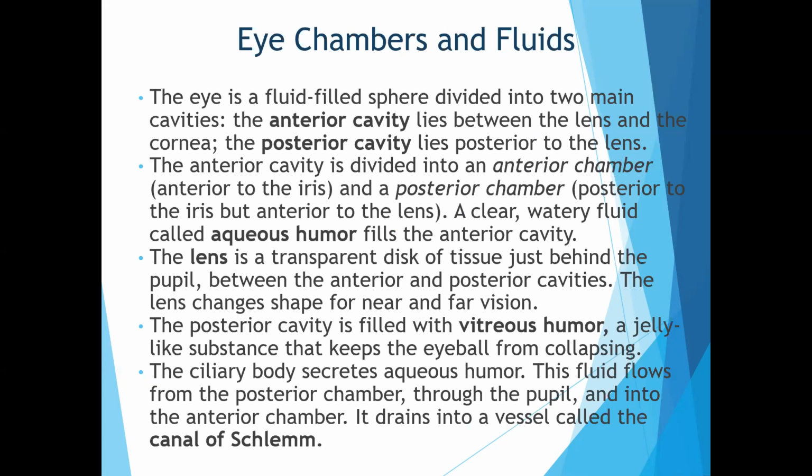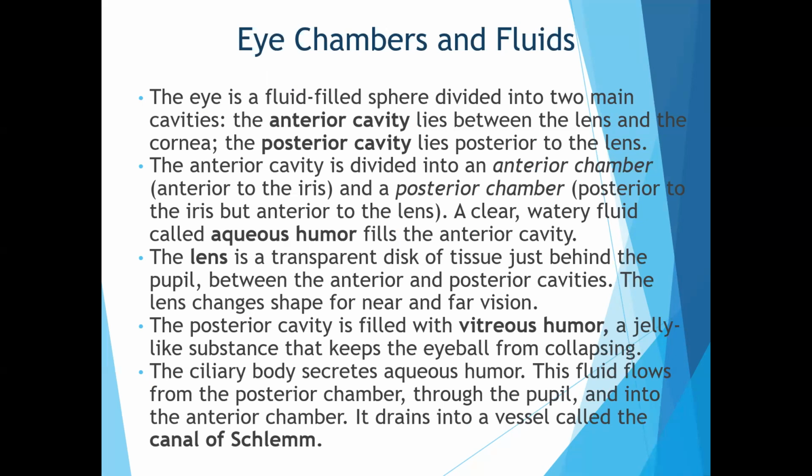Our lens itself is our dividing point. It's a transparent disc of tissue, and it lies behind our pupil. Like I said, that's our border or dividing point between our anterior and posterior cavities. We'll talk a little bit further, but our lens can change shape depending on if we need close or far vision.